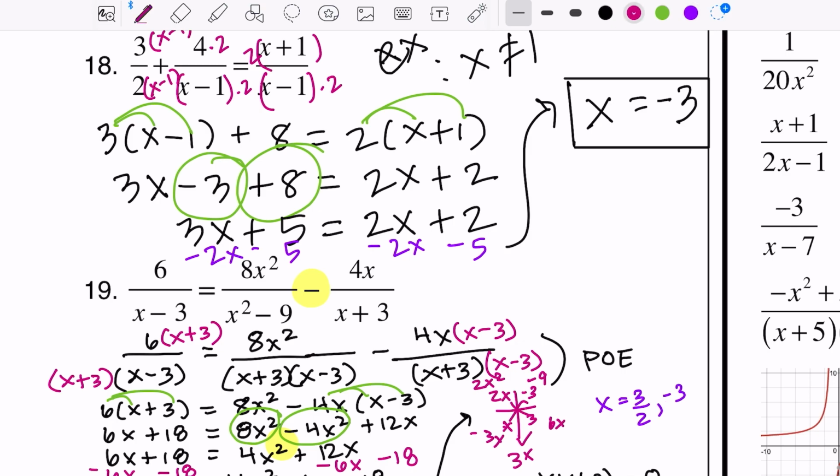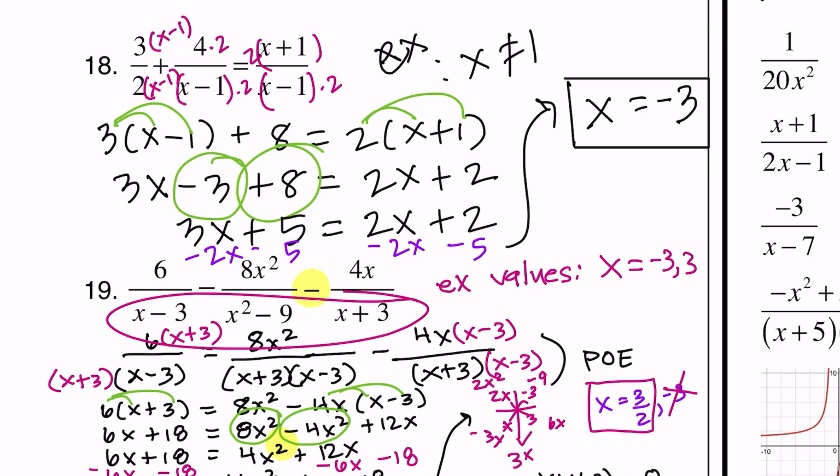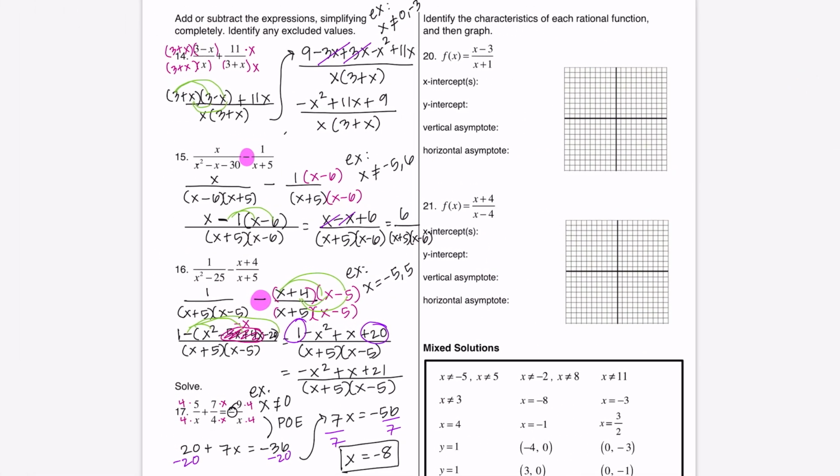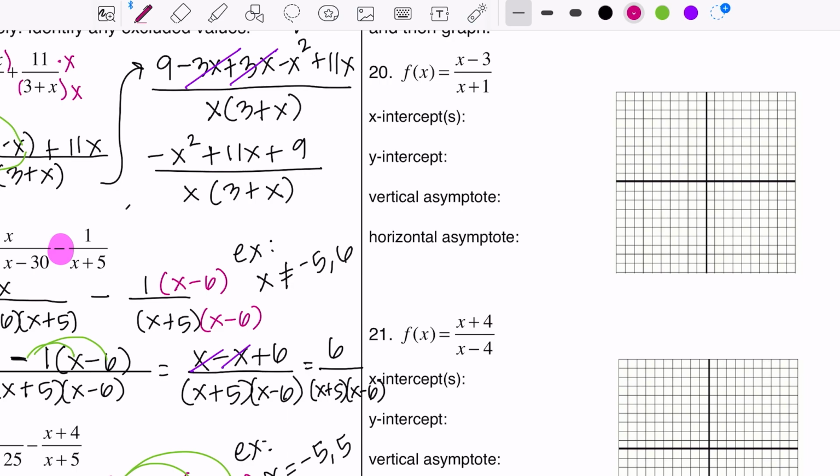But be careful, because if you look up here at your excluded values, you can see that x can't equal negative 3 or 3. So this is not a good solution. So the only solution is x equals 3 halves. We got 2 more problems. There are graphing problems. So let's take a look at those.